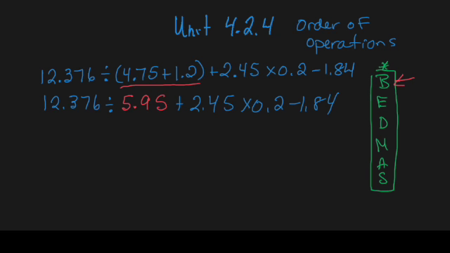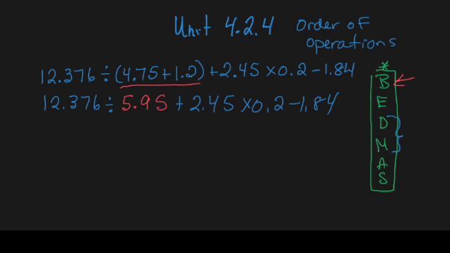in red. The next thing we're going to look for in our BEDMAS is exponents. So seeing no exponents in this, we're going to move on to division and multiplication. And it's very important that when we do our division and multiplication, that we do it left to right as it appears in the equation. So our first division or multiplication that we come across is 12.375 divided by 5.95.